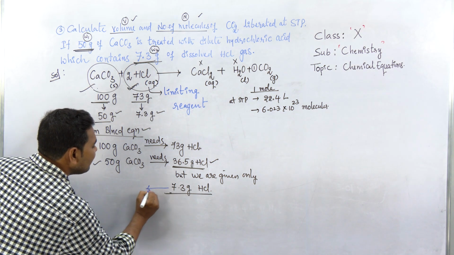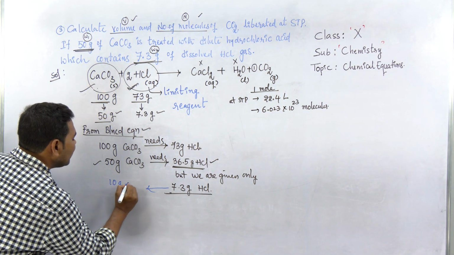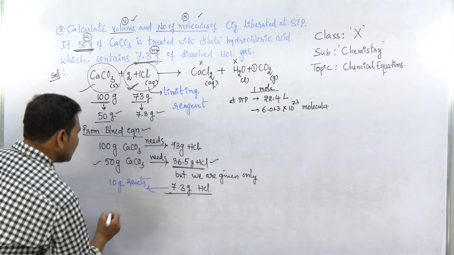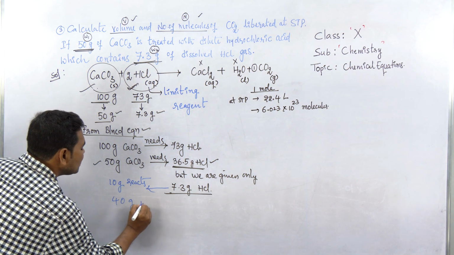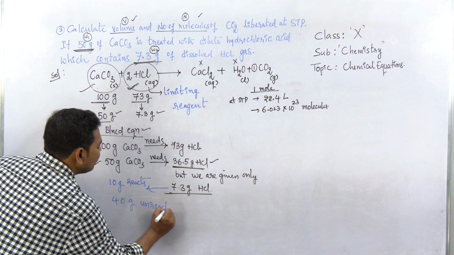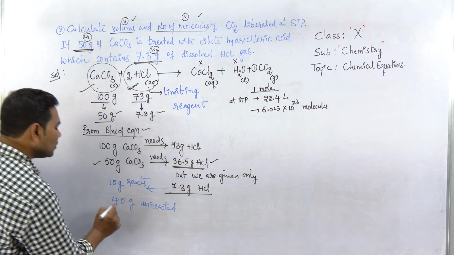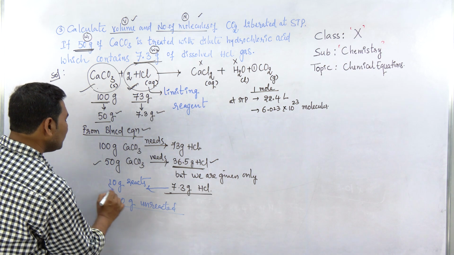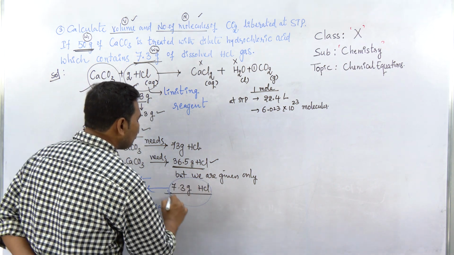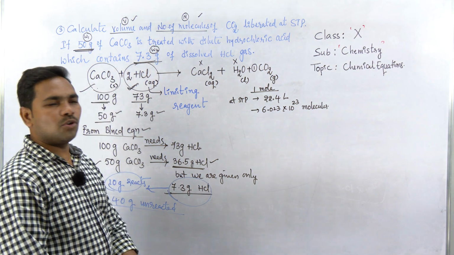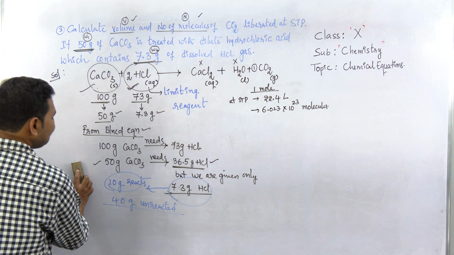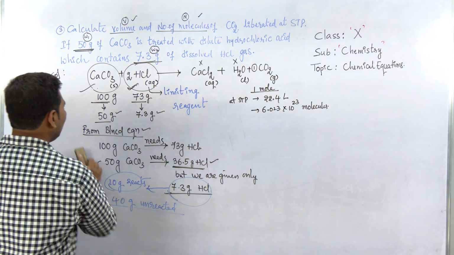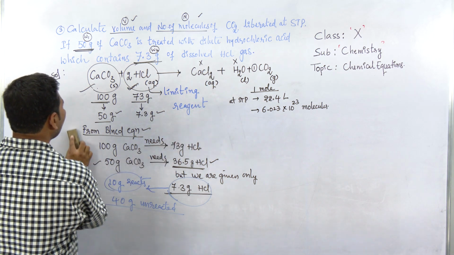Okay, for this 7.3 gram, only 10 grams of CaCO3 reacts, and the remaining 40 grams will be unreacted. So this unreacted substance cannot decide the amount of products, only the required one. So that means 7.3 gram HCl decides the amount of products. Now let us see this, what is the limiting reagent? HCl is the limiting reagent and that decides the amount of products.